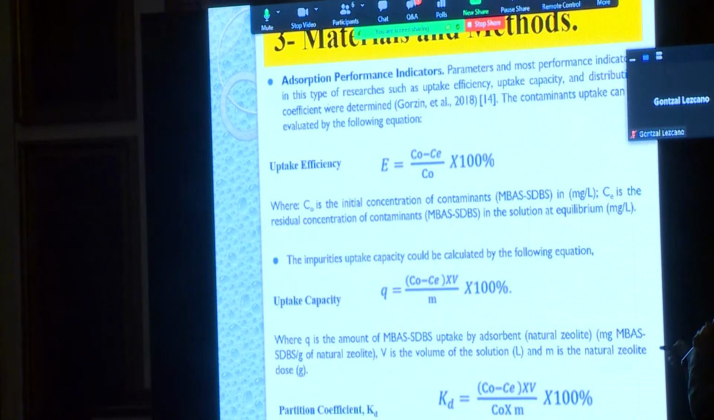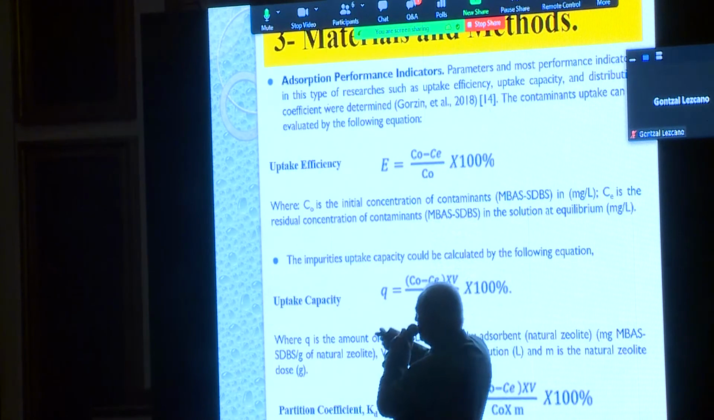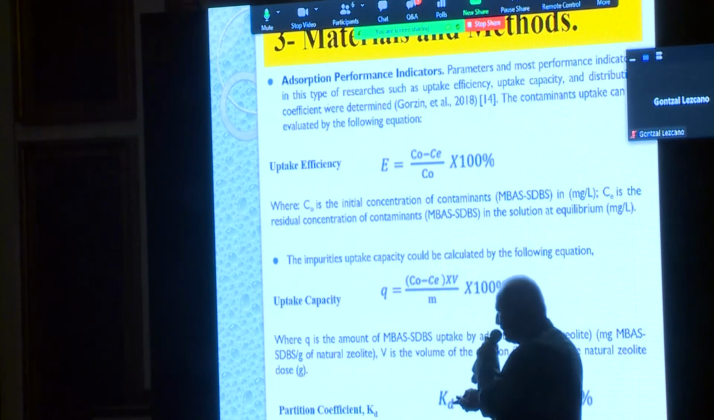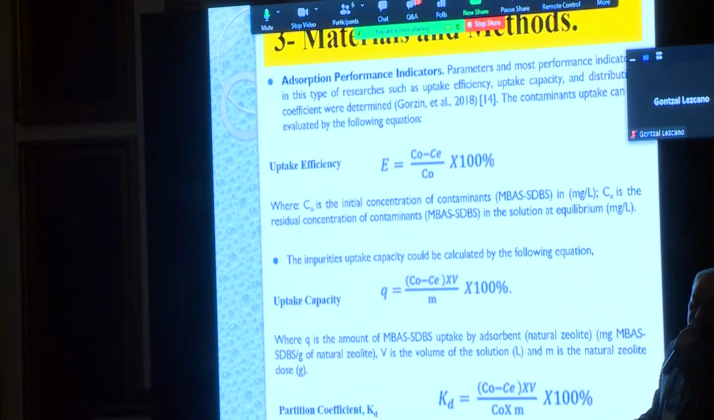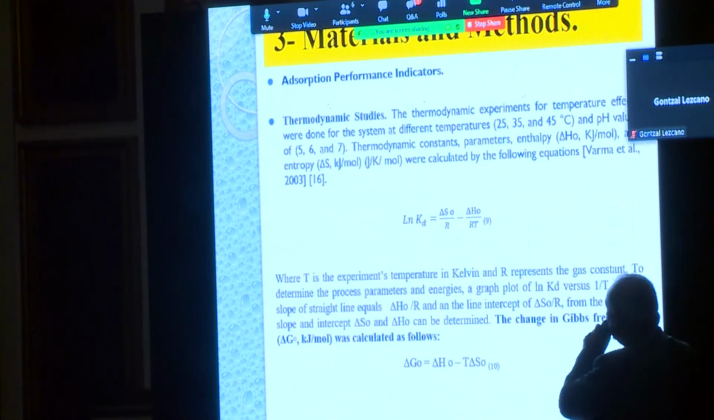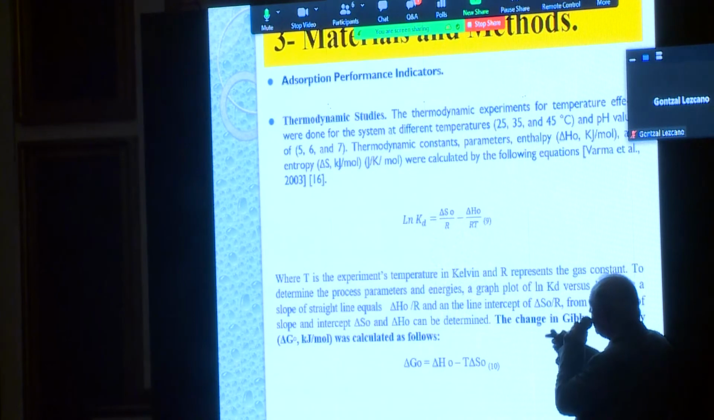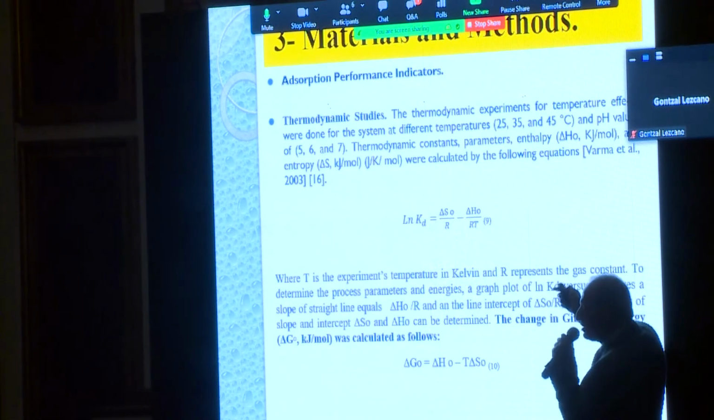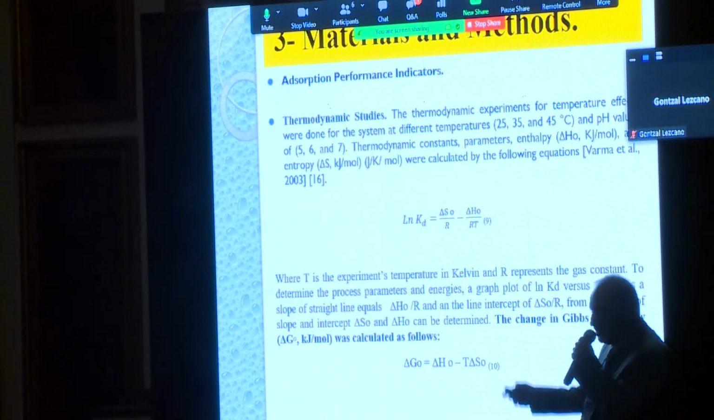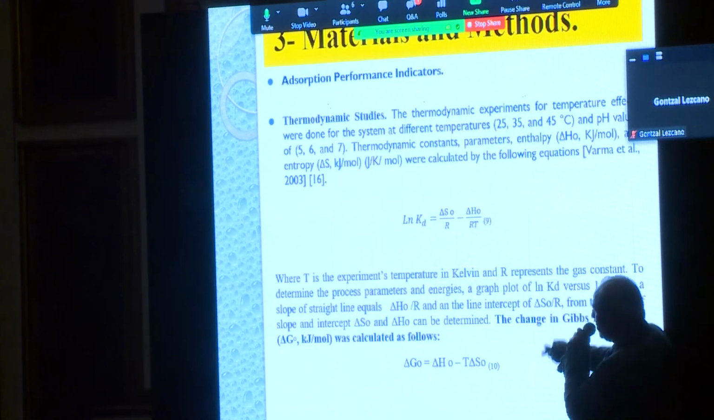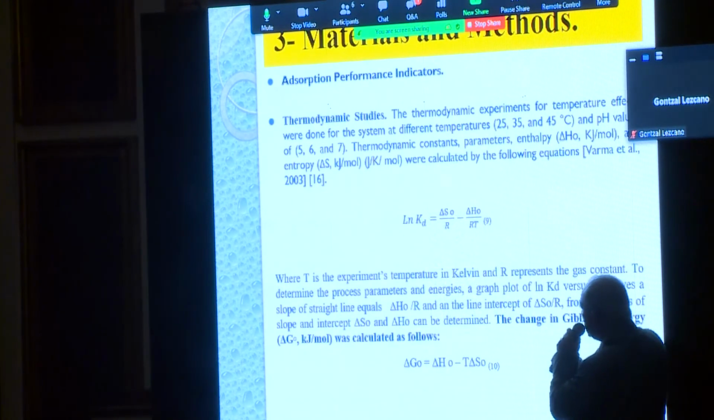Again, we used performance indicators to calculate the removal efficiency or uptake efficiency, the uptake capacity, and finally the partition coefficient, which indicates the combination or adhesion of the adsorbent with the adsorbate. Again, the thermodynamic studies can analyze the three types of energy in such chemical processes, which are the entropy, enthalpy, and Gibbs free energy. And we use those equations to calculate those types of energy.